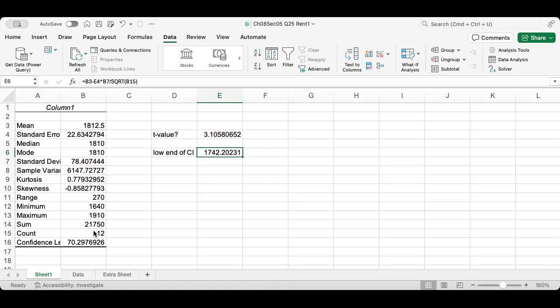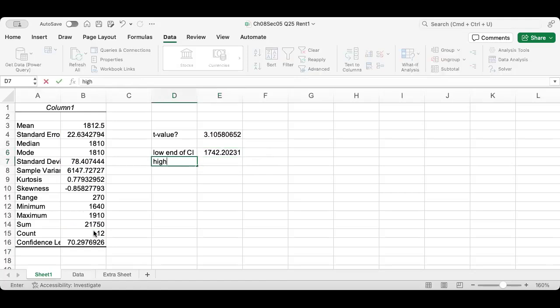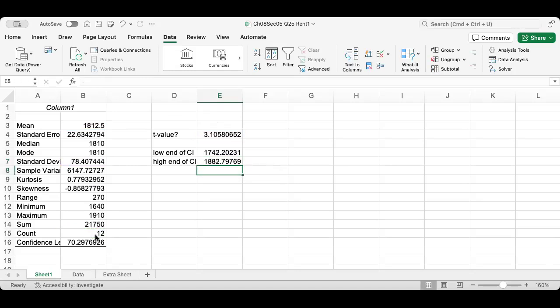And then I replace this same calculation for the high end by adding instead of subtracting. Average plus t-value times standard deviation divided by the square root of n. Hey, wait a minute. We said standard deviation divided by square root of n was called something. Standard deviation divided by square root of n is, we gave it a name.